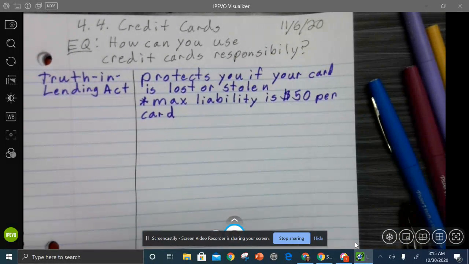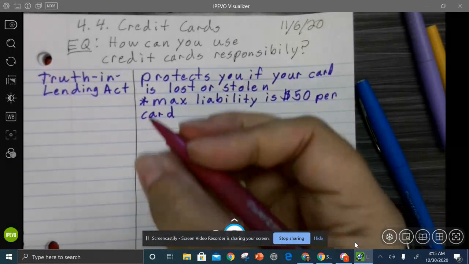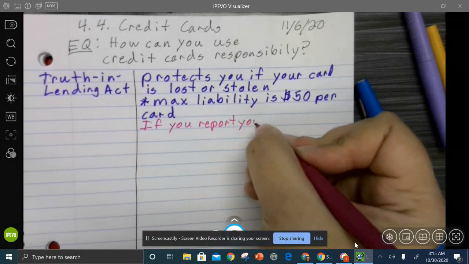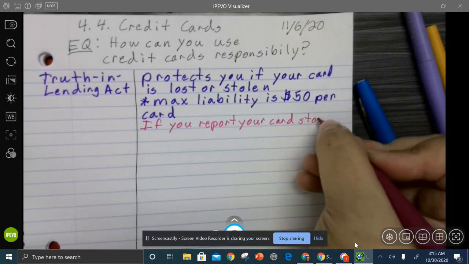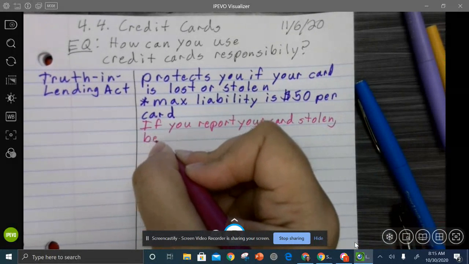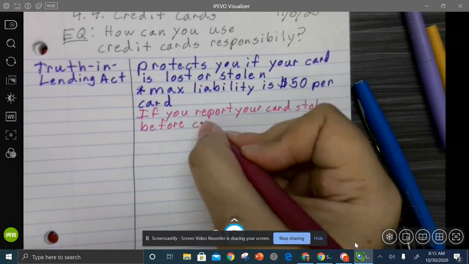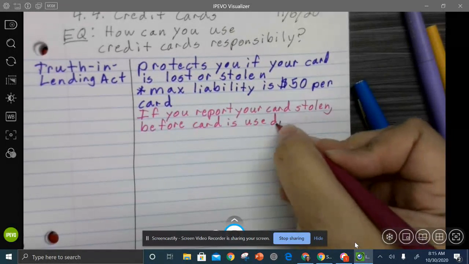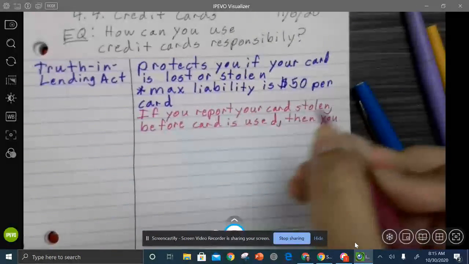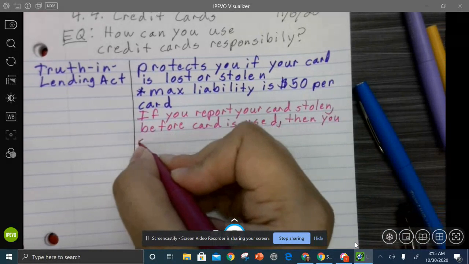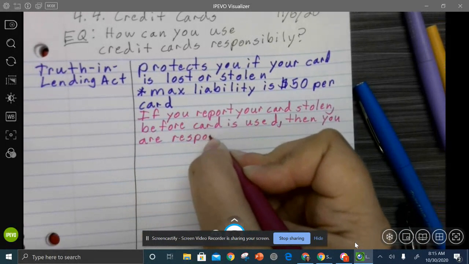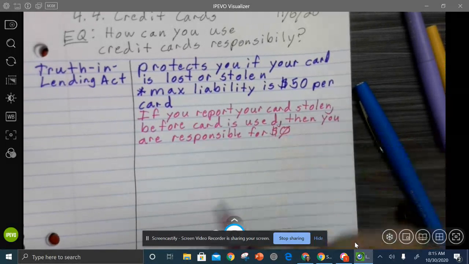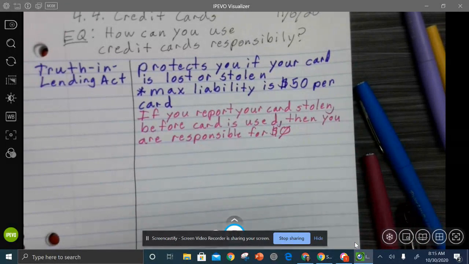So if you report your card stolen before the card is used, then you are responsible for zero amount.